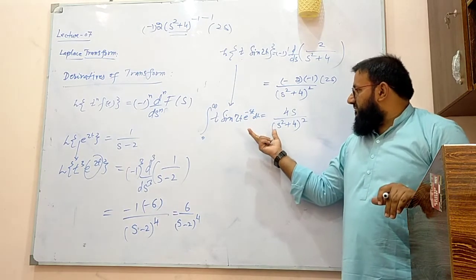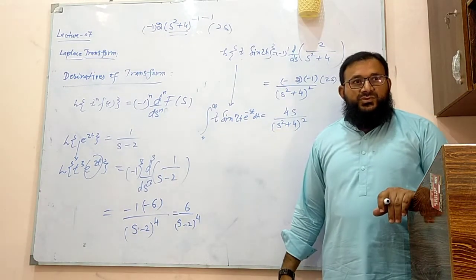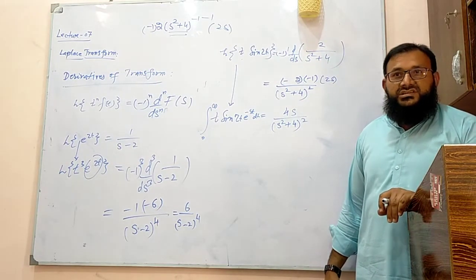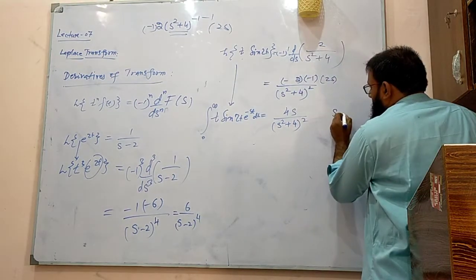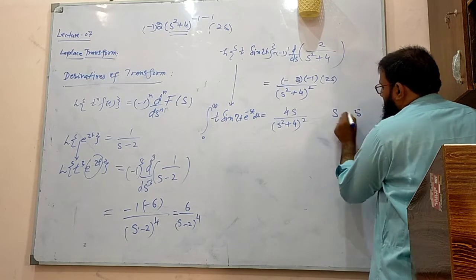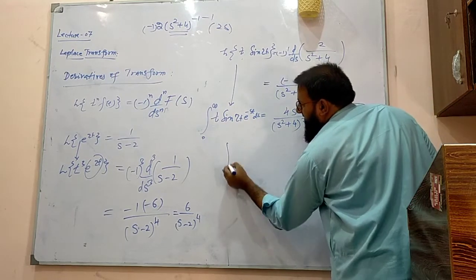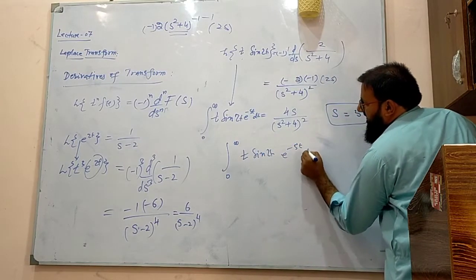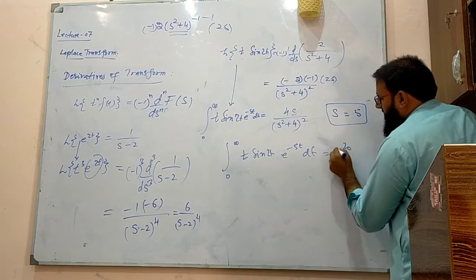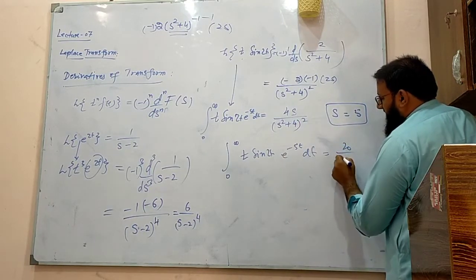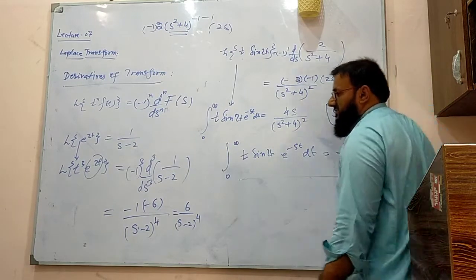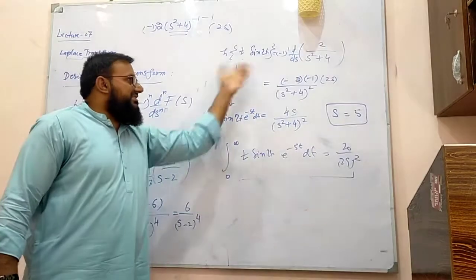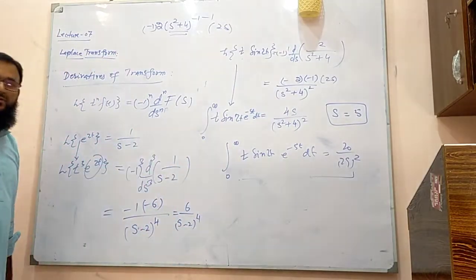We can also put a value of s for which this converges, and then we can see some good results. For example, let's say s is equal to 5. Then the integral from 0 to infinity of t sine 2t e power minus 5t dt is equal to 5 times 4 over 25 plus 4 whole square. This is that. So simply I evaluated this type of integral by using this Laplace transform. Otherwise it is not possible to evaluate this.